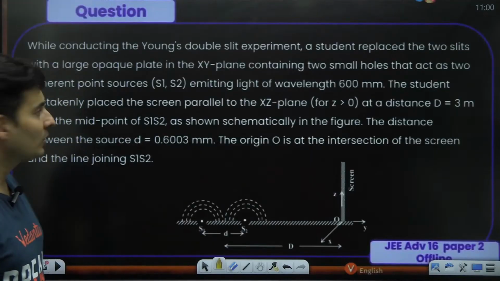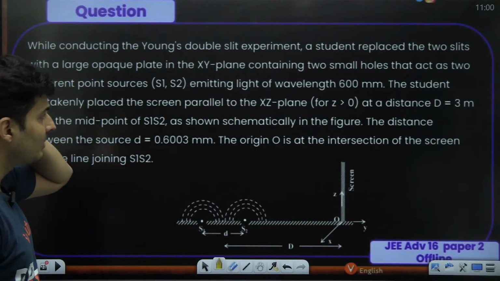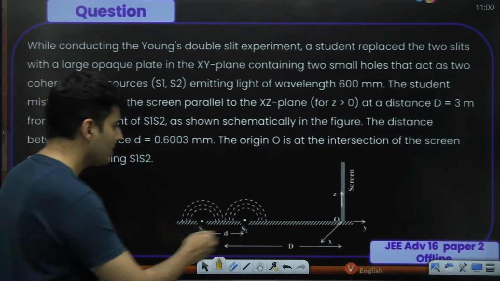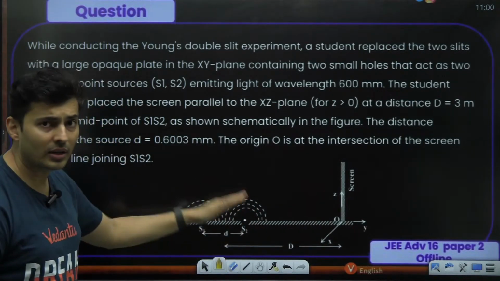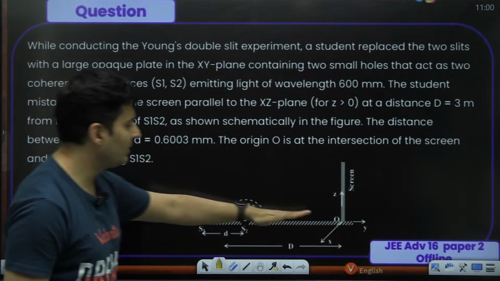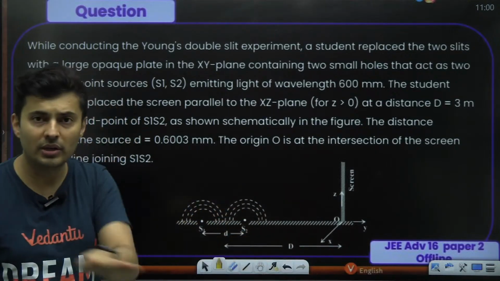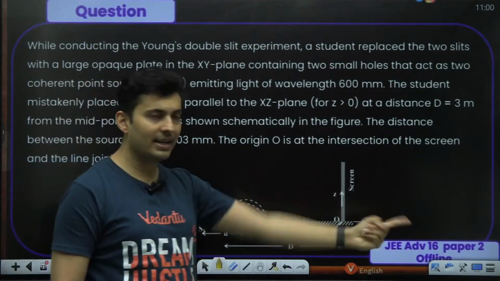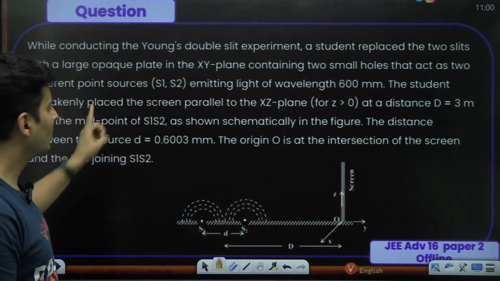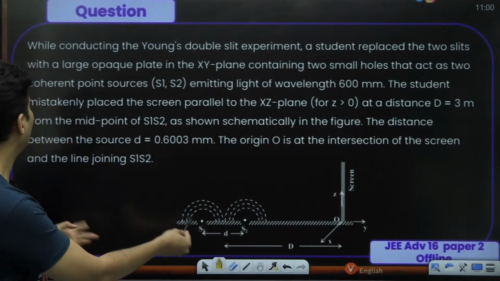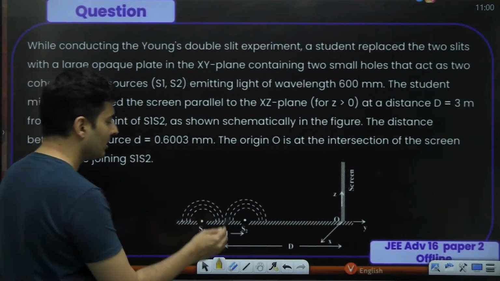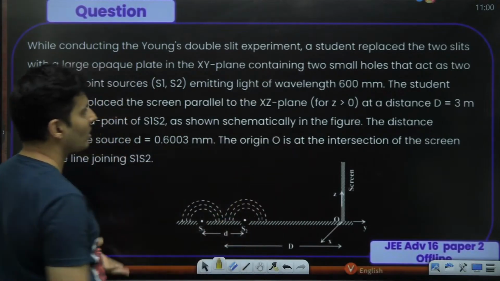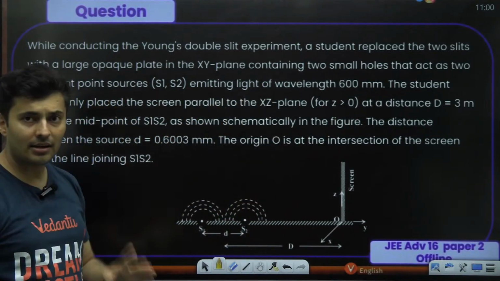Look at this particular question. While conducting Young's double slit experiment, a student replaced the two slits with a large opaque plate, which means it is not transparent, in the XY plane. The XY plane is the horizontal plane. This coming towards you is the x-axis, that is the y-axis, and the z-axis is on the top. There are two holes over here. They act like coherent sources. So the wavefronts are going in all directions on the upper side. The wavelength of the light is 600 nanometers.